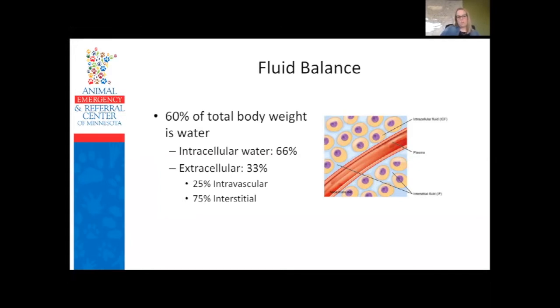So I'm sure we all remember that 60% of the total body weight is water. Of that 60%, 66% is in the intracellular spaces, and 33% is extracellular water. Of that 33%, 25% is in your vasculature, so that's your intravascular component, and 75% of that extracellular fluid comprises the interstitium. Your extracellular water is what you are affecting first and foremost with your fluid therapy, and your intracellular water will then follow suit later on.